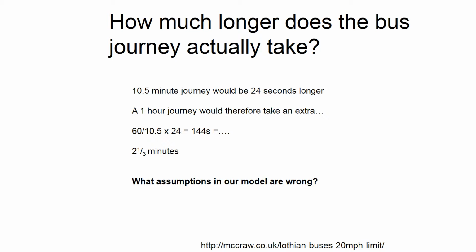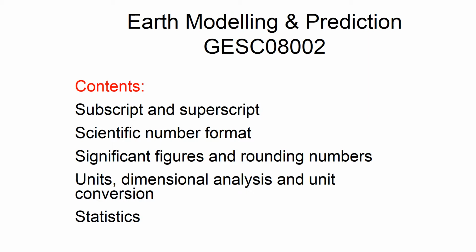And also this doesn't account that if we have a slower speed limit, more people might ride their bikes or walk to work. And then there'll be less congestion, so maybe the bus will go faster. Okay, so you can always make a more complicated model if you have the time on your hands.